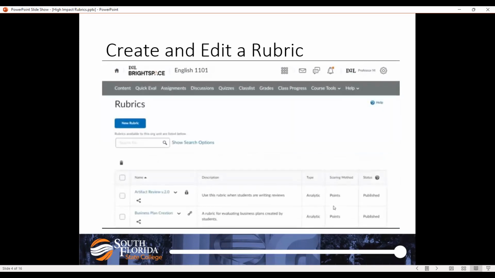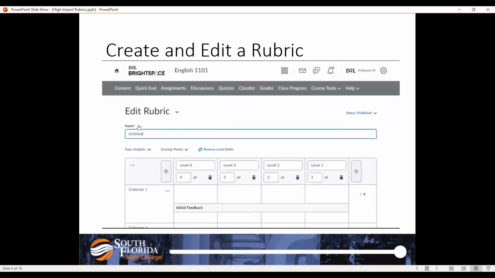From the Rubrics tool, click New Rubric. Provide a name for the rubric and choose the desired rubric type and scoring. The analytic rubric type provides the ability to add multiple criteria within a rubric. The holistic rubric type provides a single criterion. Holistic rubrics can also be assessed via percentage scores that are set for each rubric level.